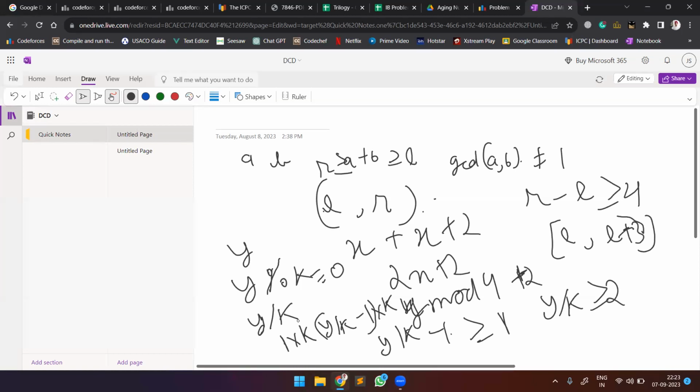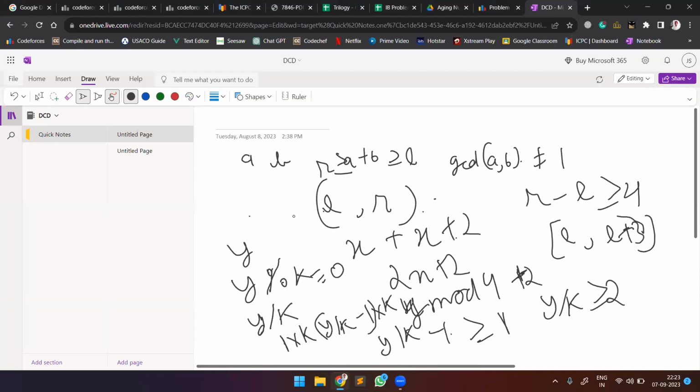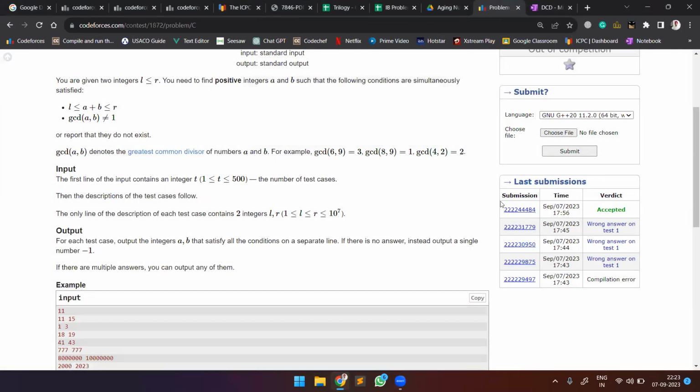I just have to check four numbers at most, right? For all these four numbers, I check all the factors and see whether for some number and a particular factor, y by k is greater than or equal to 2. If this is true, then my work is done and I have found a pair. So this is the algorithm for it. I can show you my solution, and this is the answer.